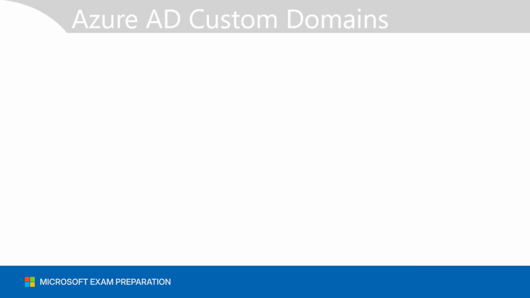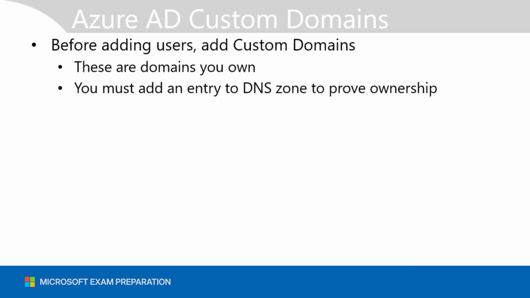Before you add users to Azure AD, it's a great idea to first set up your custom domains. A custom domain is any domain that you own that you want user ID suffixes to end in. You must prove that you own the domain by going to the DNS zone for that domain and adding an entry. Let me show you what that process looks like in the portal.